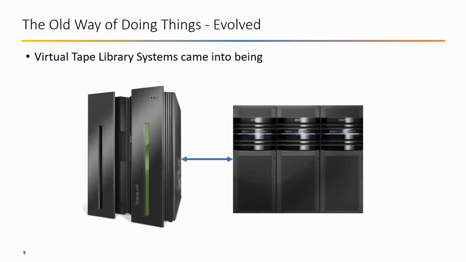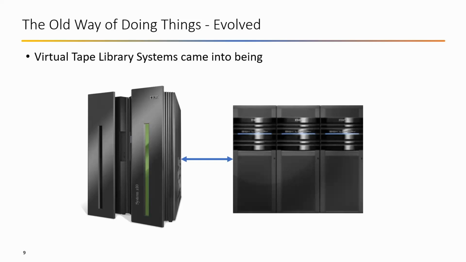But the old way of doing things evolved. And I'm not trying to draw a relationship here between when virtual tape library systems came into being around the time that the Z10 was out. It was just a convenient image that I grabbed. I think the virtual tape library systems were out already before the Z10. But the idea is that it did evolve, and we started moving away from physical tape into virtual tape.